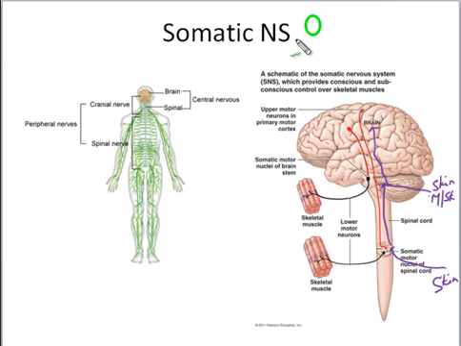So somatic means the body wall. That's why it's going to the outer surface of your body where all the skeletal muscle is, or it's getting information from the skin and the joints and so on. Okay.